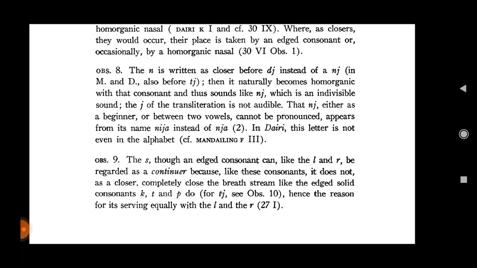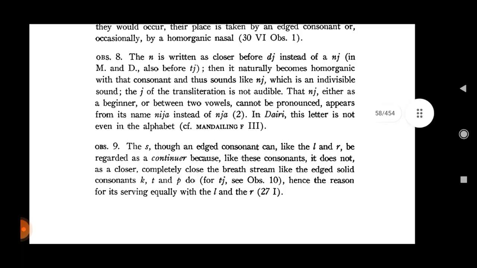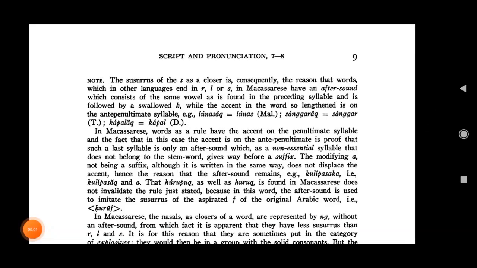Ops 9. The S, though an H consonant, can, like the L and R, be regarded as a continuous because, like these consonants, it does not close completely, because the breast stem, like the solid consonants K, T, and P, does for Ch, serves as C. Ops 10. Has the reason for its serving equally with the L and the R, 27.1. Note the susurrus of the S as a glossaries.